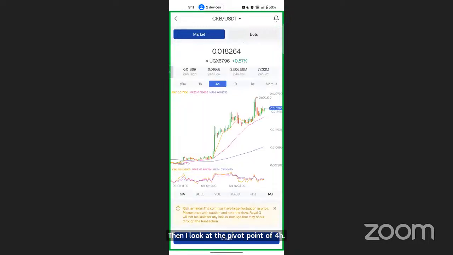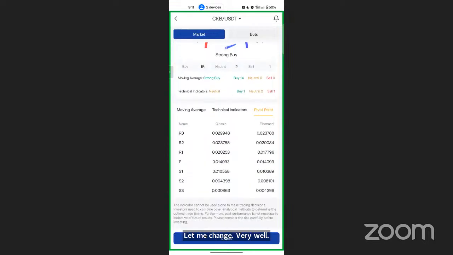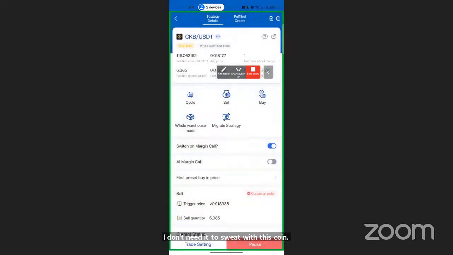Let me change very well. 4 hours, CKB. The pivot point, the resistance one, because the pivot point is already there. The resistance one is at 0.020253 in the 4 hours. You see it here, I'm using classic because this one is below. I don't need to sweat with this coin. I'll just come in here.